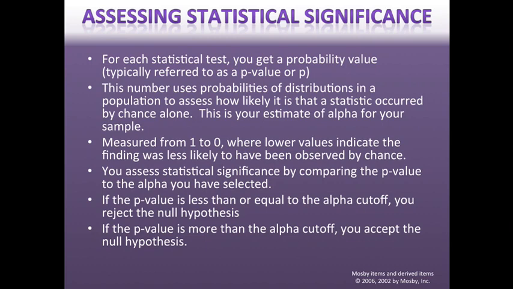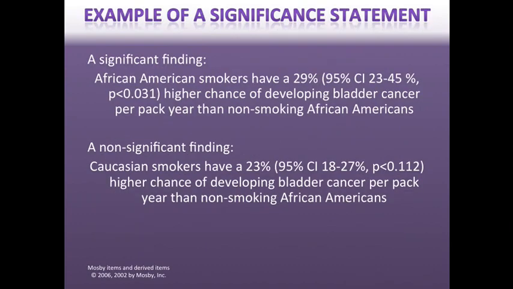All right. So what does this look like in a paper? Well, for a statistically significant finding, you might see something like: African-American smokers have a 29% higher chance of developing bladder cancer per pack year than non-smoking African Americans, where the 95% confidence interval is 23 to 45, with a p-value of less than 0.031. And since it's less than 0.05, which is the common cutoff, we usually would think of this as being statistically significant.